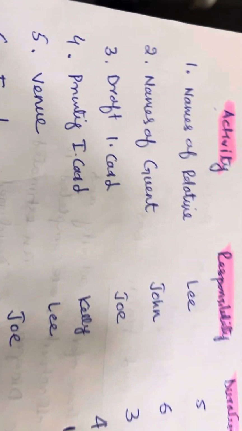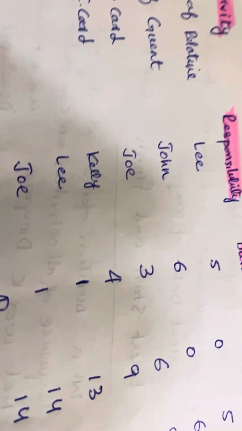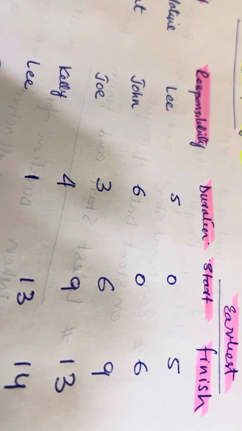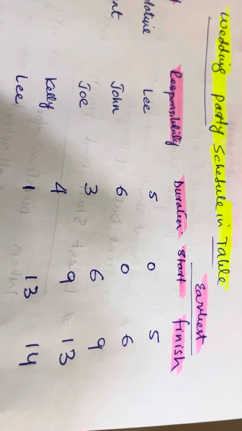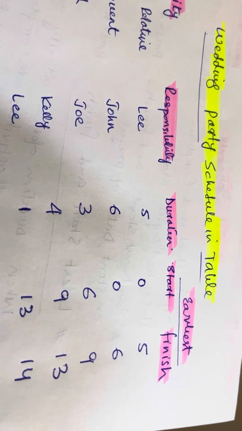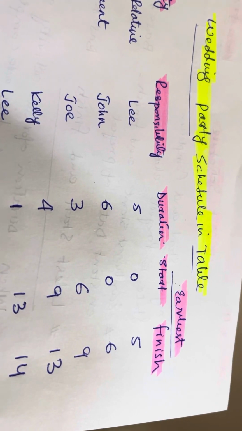9. So next is printing of invitation card, and Kelly is responsible. It will take 4 days, and these two activities are in sequence. So day 9 will be the earliest start of this activity, and it takes 4 days. So 9 plus 4 is equal to 13.